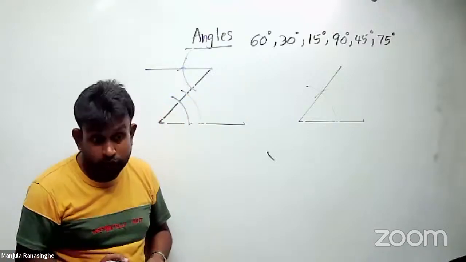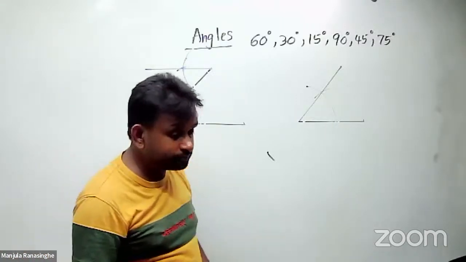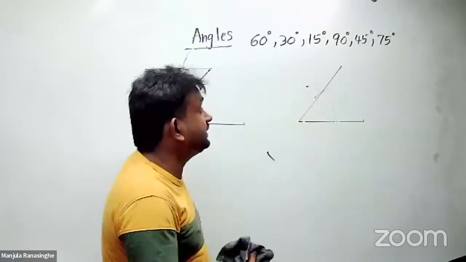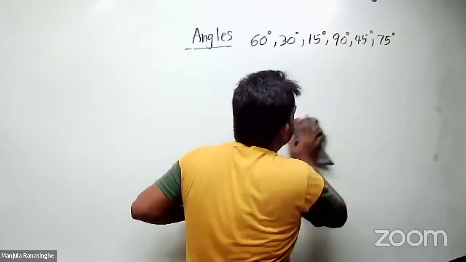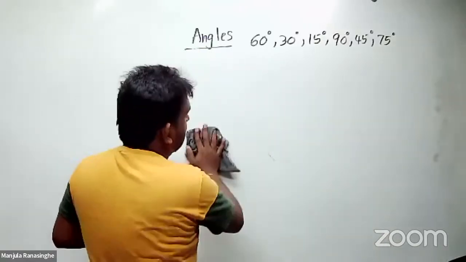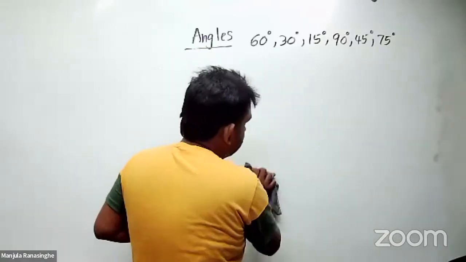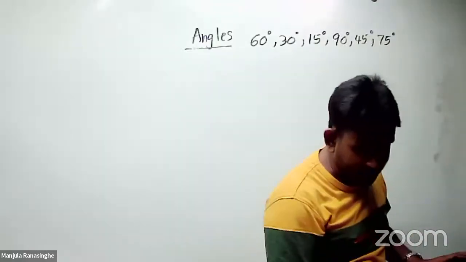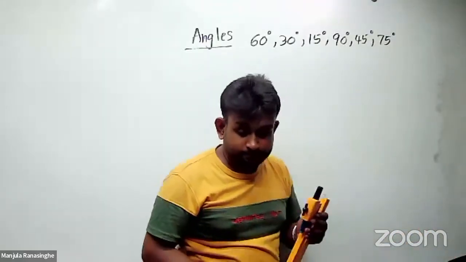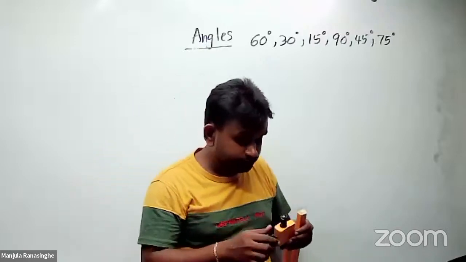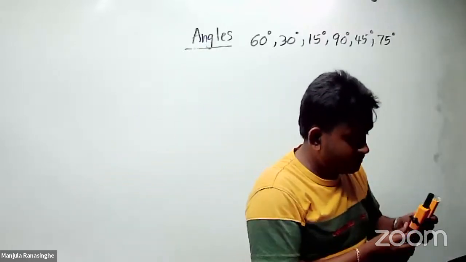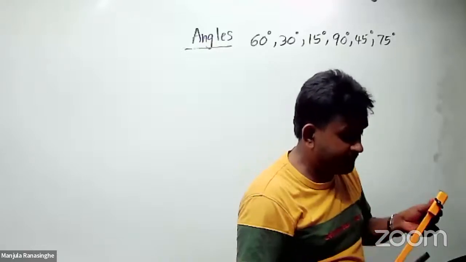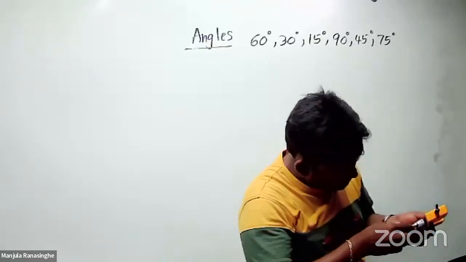So now we are discussing how to create angles. Now see how to create these basic angles. I quickly draw for you the creating angles. The blue color is not visible. That's what I show. Let me check.